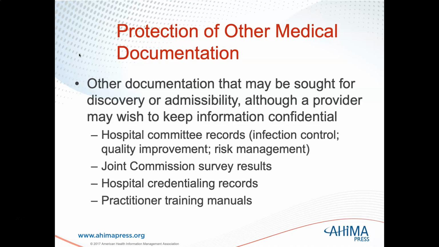Joint Commission survey results, hospital credentialing records, practitioner training manuals. Joint Commission survey results are really no longer confidential. In many ways, there are ways to find out what they are and what's going on with those. Hospitals like to keep those confidential, I'm sure, but state surveys definitely are not confidential. If they cite somebody for something, you can actually go out onto a website and see what they cited them for. Hospital credentialing records usually are privileged and held very close, but they can sometimes end up being discoverable. Practitioner training manuals, that's kind of a toss-up.